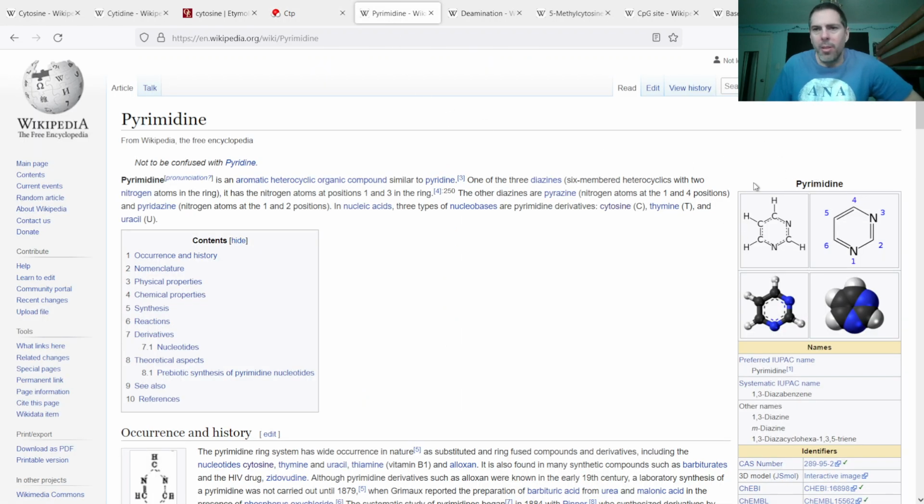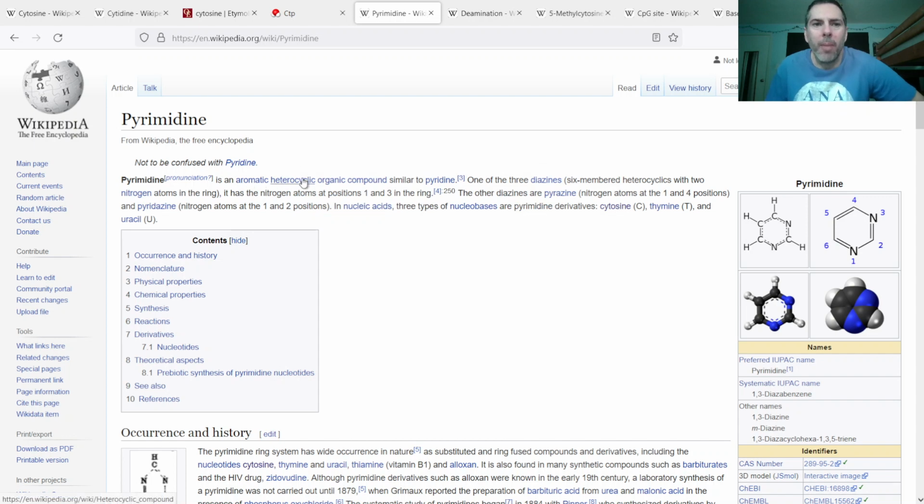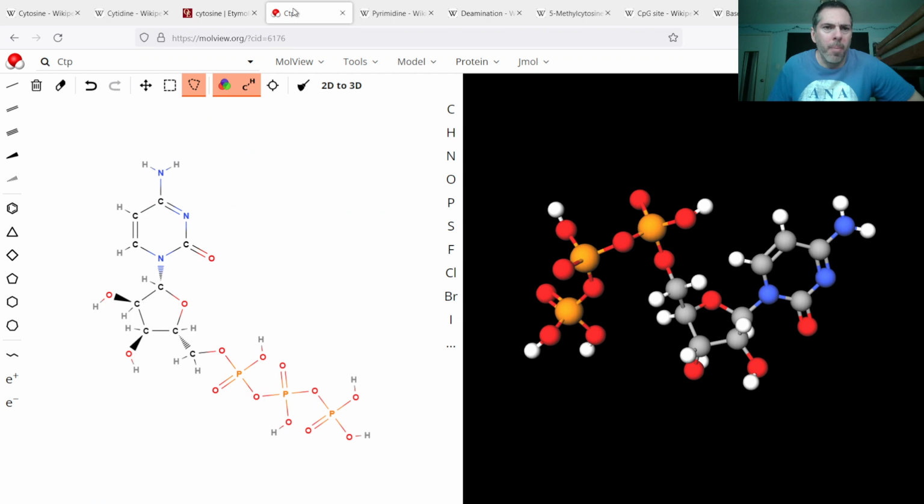So it is a pyrimidine with a single ring of 6 nodes. We call it a heterocyclic aromatic compound. Hetero meaning that it's not just a single type of atom, it's a mix of carbon and nitrogen.